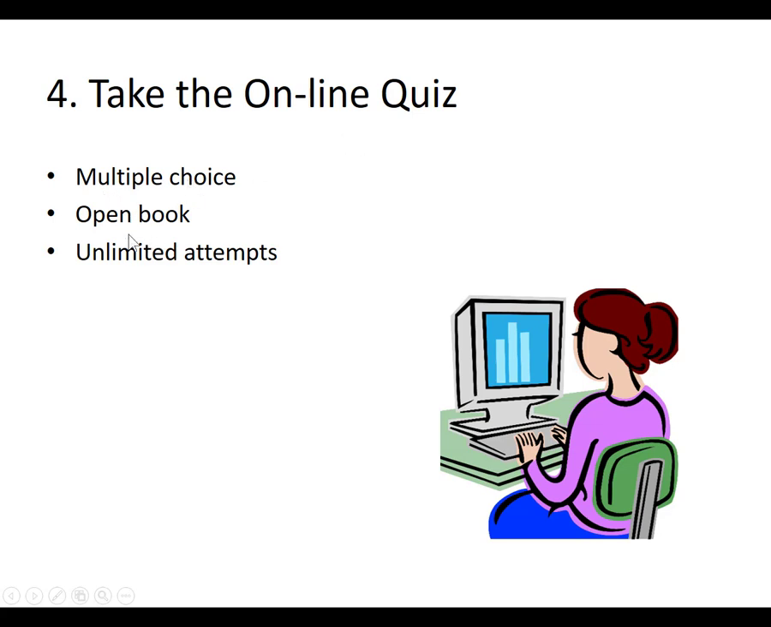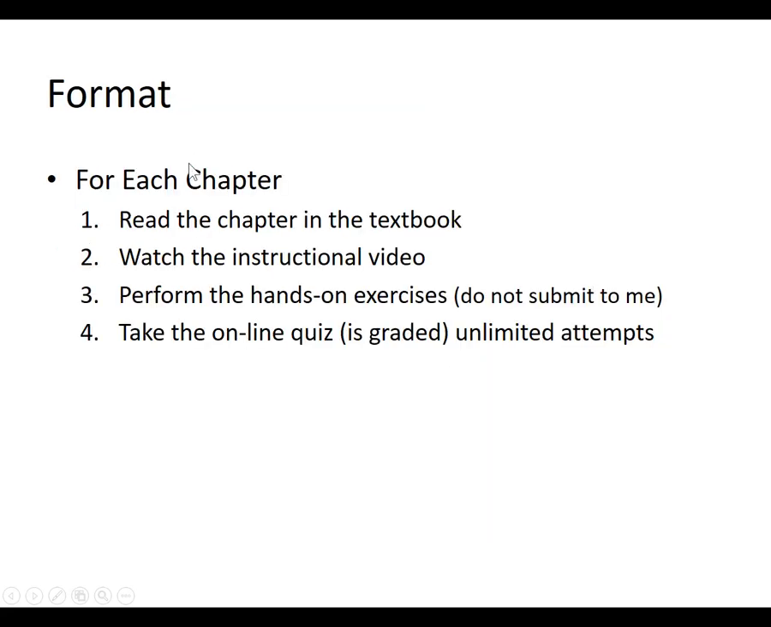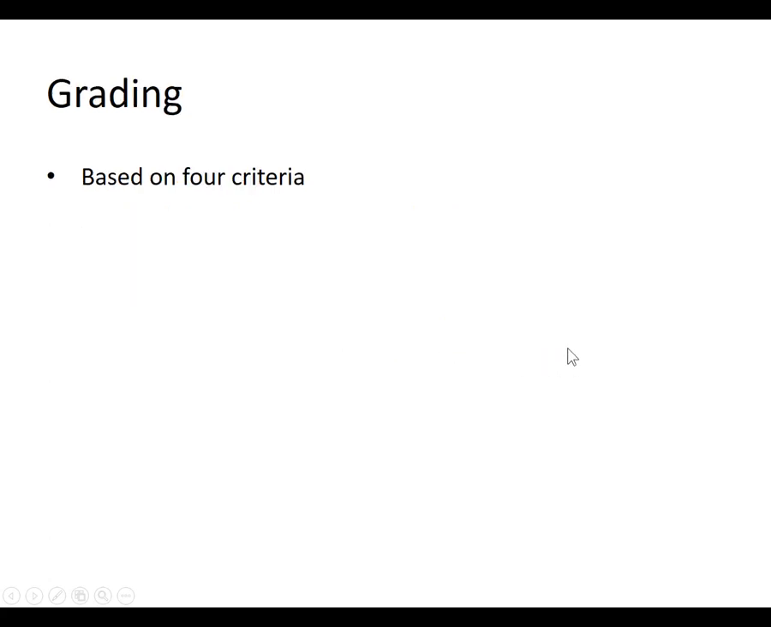These are multiple choice, they're open book, you can use Google. You get unlimited attempts on these quizzes, so I hope everyone will be getting 100s on these quizzes. So for each chapter, you got 4 things to do. Read the chapter, watch the videos, perform the hands-on exercises, but you don't submit them to me. Take the online quiz, which is graded, but for which you get unlimited attempts.